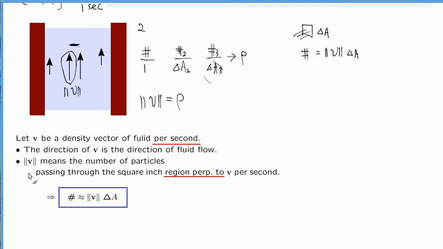The absolute value, the magnitude of the vector, is now interpreted as the number of particles. If we just write 2, we're going to think of it as 2 million passing through a square region. This is the sensitive part, right? It has to be perpendicular to that direction and per second. That's the meaning of this vector. Then with this information, how can we calculate the number of particles passing through a very small area, like the area delta A? Simply multiply that scalar density by that area, and that tells you the number of particles passing through.